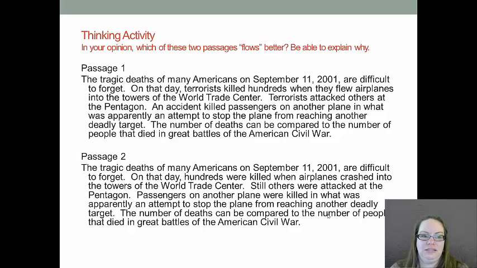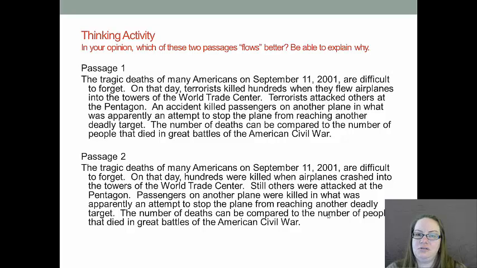The first one is this: the tragic deaths of many Americans on September 11, 2001 are difficult to forget. On that day, terrorists killed hundreds when they flew planes into the towers of the World Trade Center. Terrorists attacked others at the Pentagon. An accident killed passengers on another plane in what was apparently an attempt to stop the plane from reaching another deadly target. The number of deaths can be compared to the number of people that died in the great battles of the American Civil War.